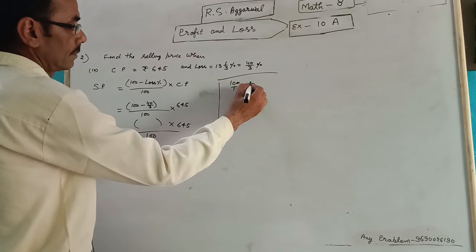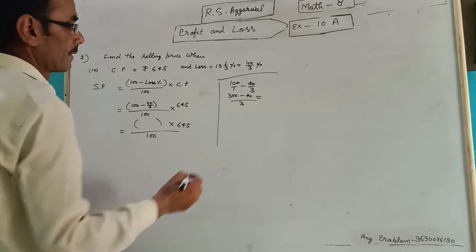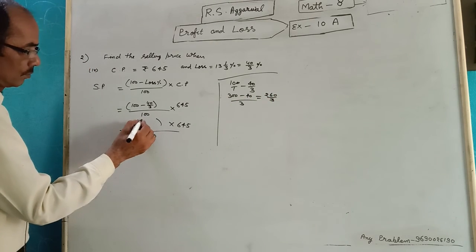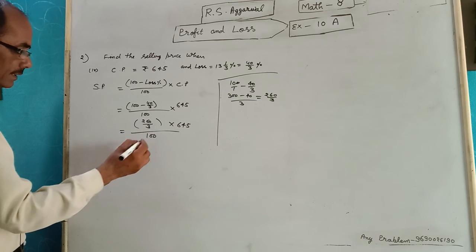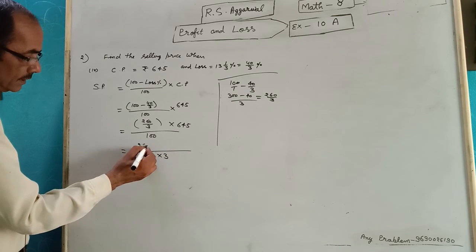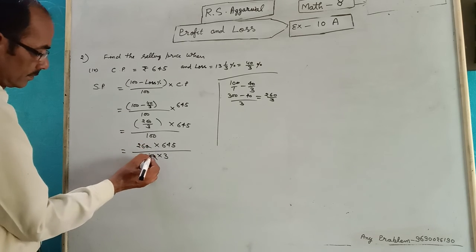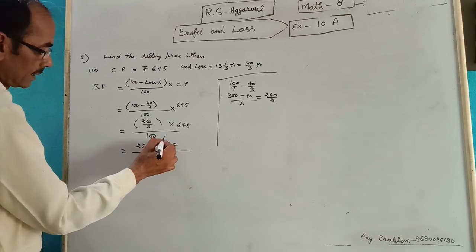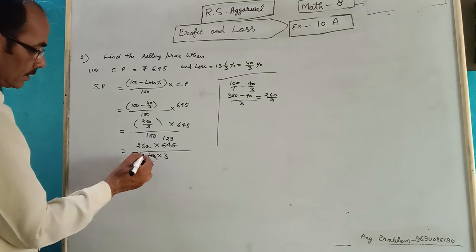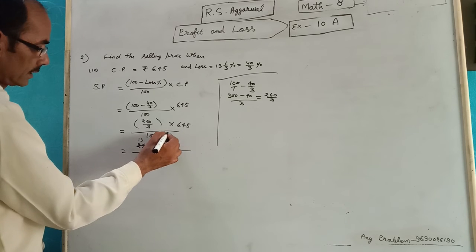100/1 minus 40/3. LCM is 3. 300 minus 40, after minus 260/3. 3 reached the denominator. 100 into 3, 260 into 645. 0 divided by 0. 5 2 ja 10. 5 1 ja 5. 5 2 ja 10. 5 9 ja 45. 2 divided by 26 is 13. 3 divided by 6.